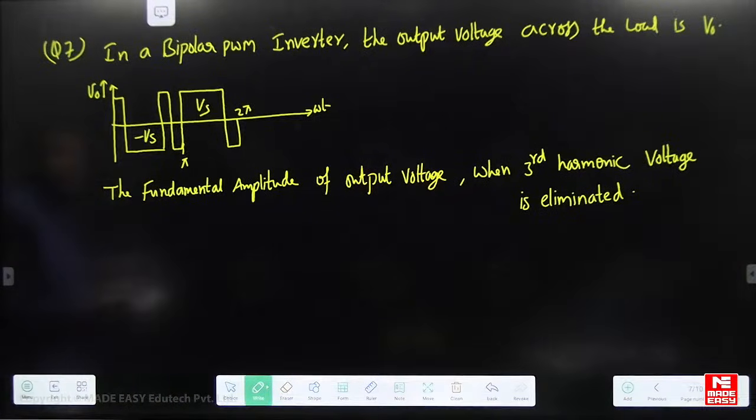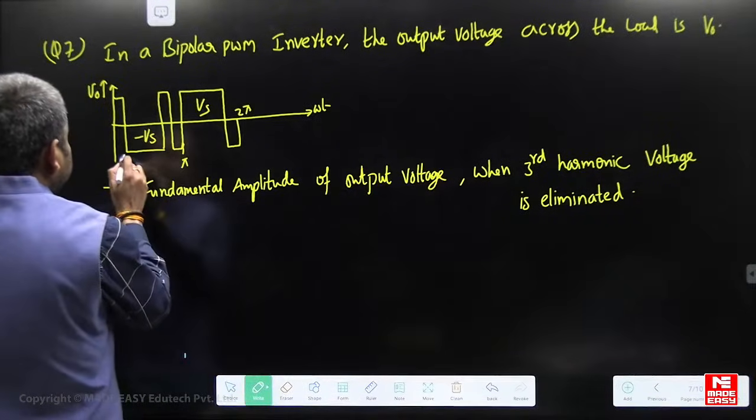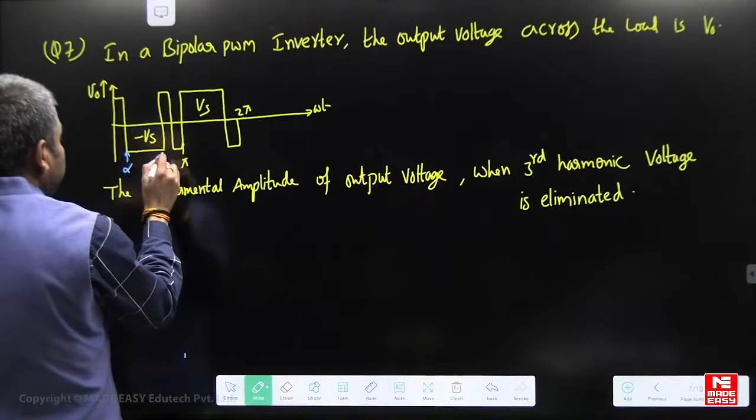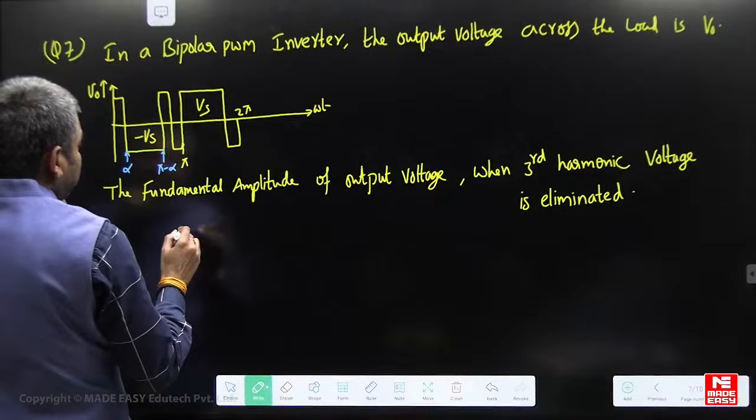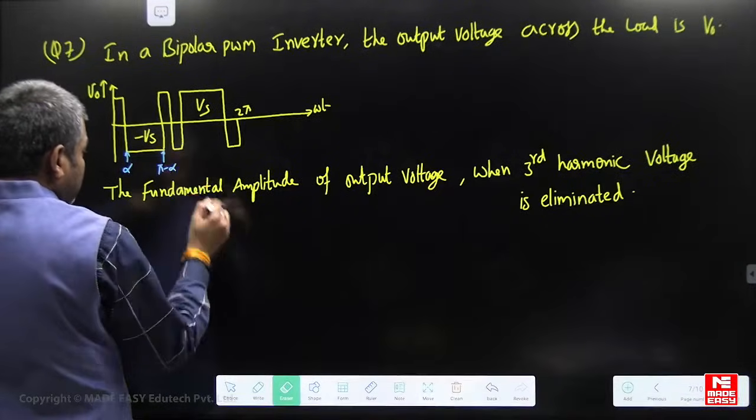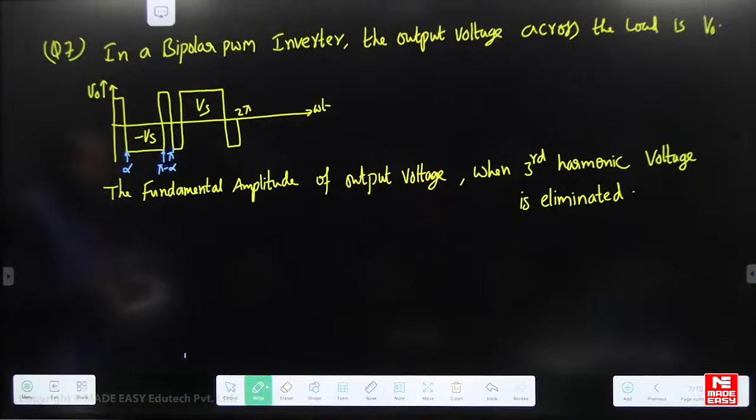Dear students, in a bipolar PWM inverter, the output voltage across the load is given. What is the fundamental amplitude of the output voltage when the third harmonic voltage is eliminated? Yes, all of you try this question. This angle is alpha. This is pi minus alpha. This is pi. Please make it fast.